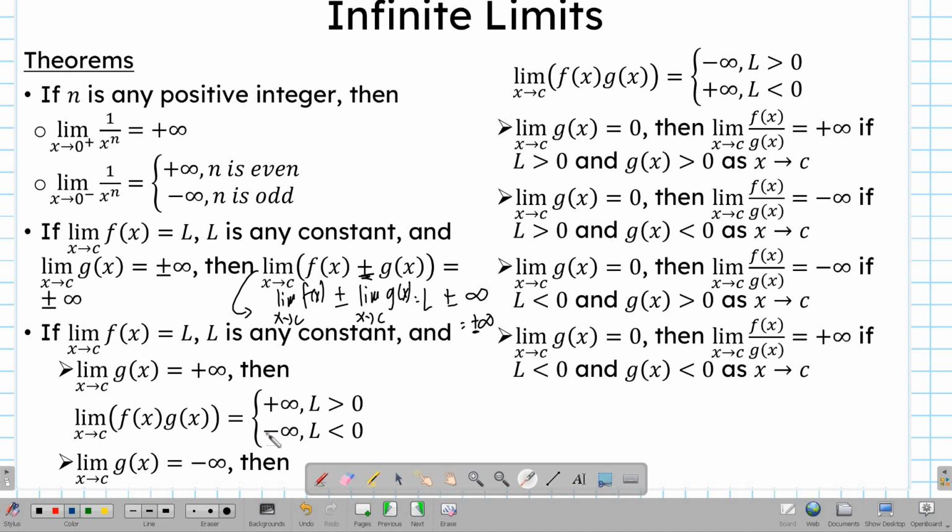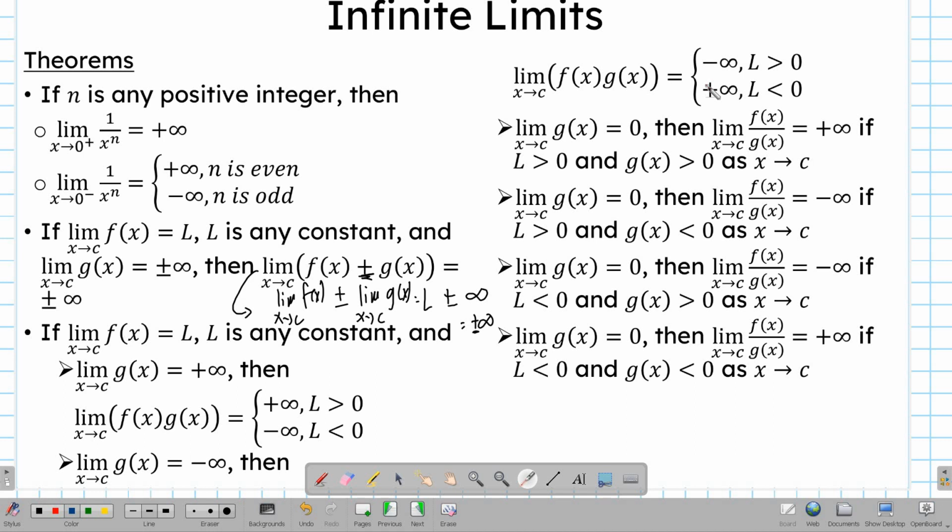On the other hand, if the limit of g of x is negative infinity and you multiply negatively large numbers by a positive constant, you get negative, because negative times positive is negative. And if L is negative and you multiply it by negatively large numbers, negative times negative becomes positive. That's why this is positive infinity.